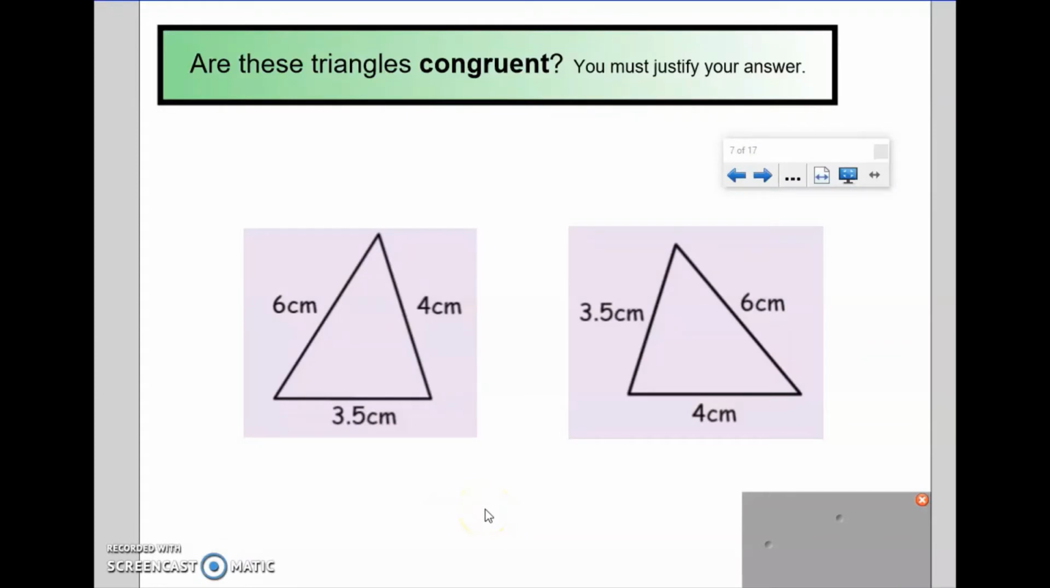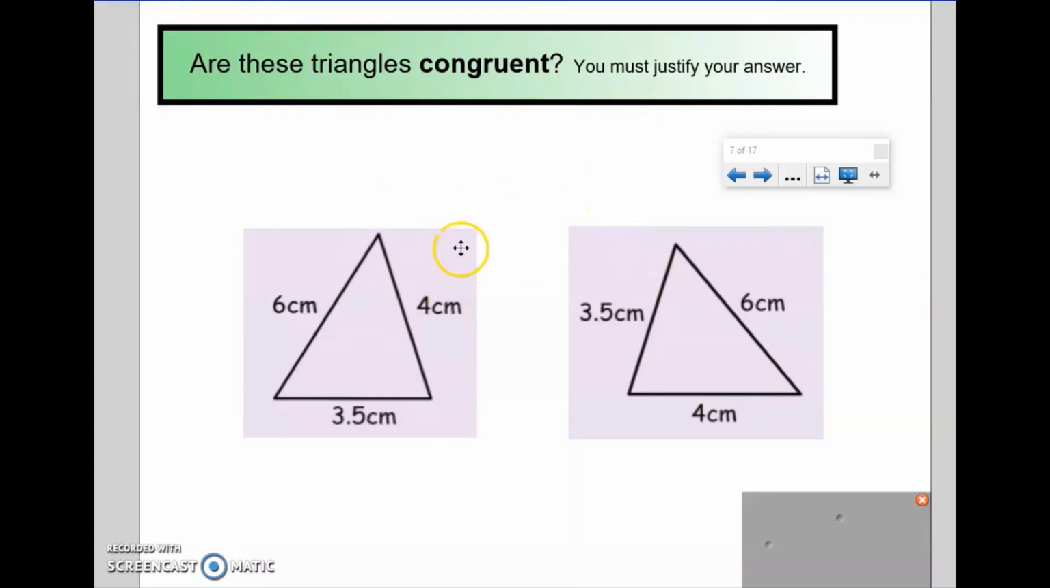Okay, so now I'm going to talk us through a few quite basic questions, just so we get the idea of how to approach a congruency question and how to go ahead and justify our answer. And then once I've been through a few basic questions, there'll be a few more challenging questions for you to have a go at.